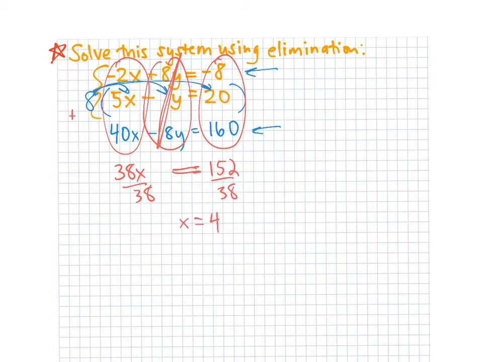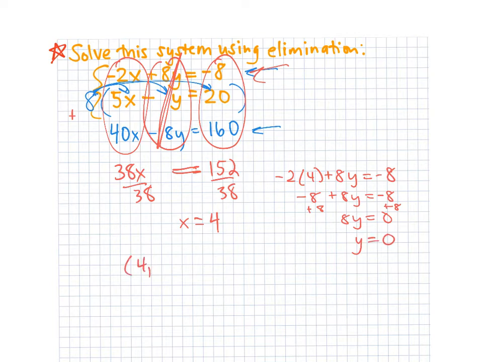Okay, now we can plug this x equals 4 into either of these. I just choose the top one because why not? -2 times 4 plus 8y equals -8, and we can solve for y. So -8 plus 8y equals -8, so 8y equals 0, right? If we added 8 to both sides. And so 0 divided by 8 is still 0. So y equals 0. So this answer would be 4, 0.